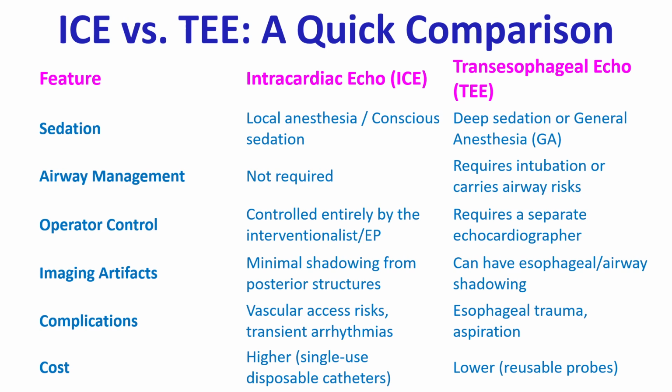Complications. Vascular access risks and transient arrhythmias for intracardiac echo. Esophageal trauma and aspiration for transesophageal echo. Cost is higher for intracardiac echo because it is a single-use disposable catheter. In the case of transesophageal echo, the cost is lower because of reusable probes.